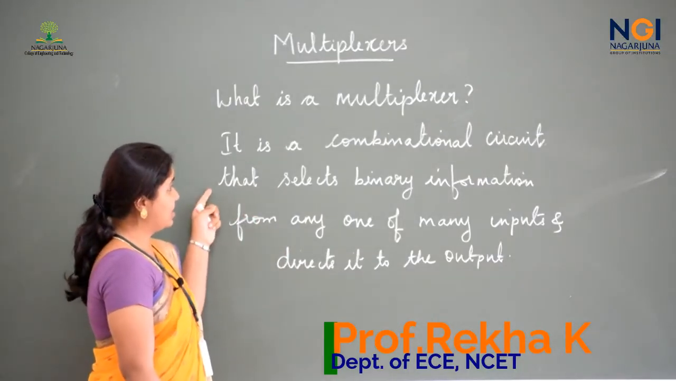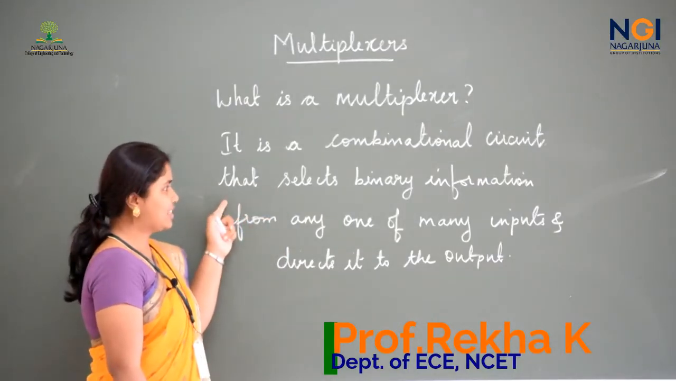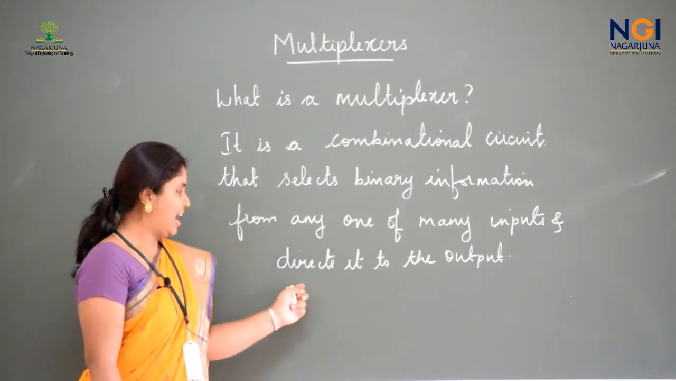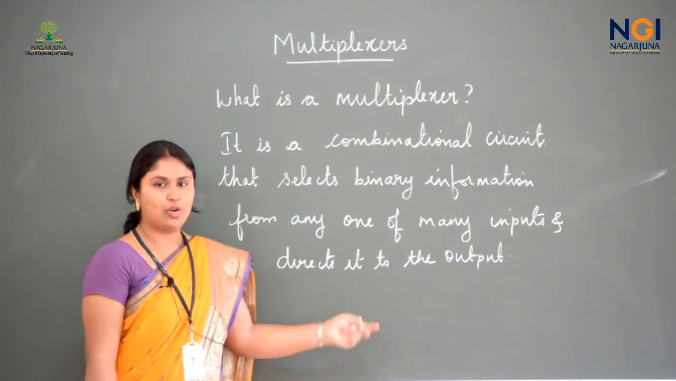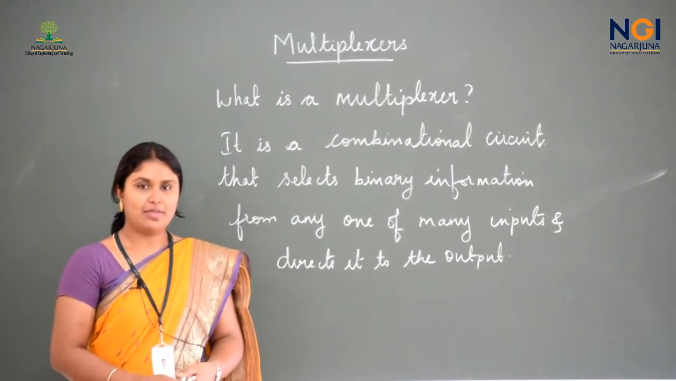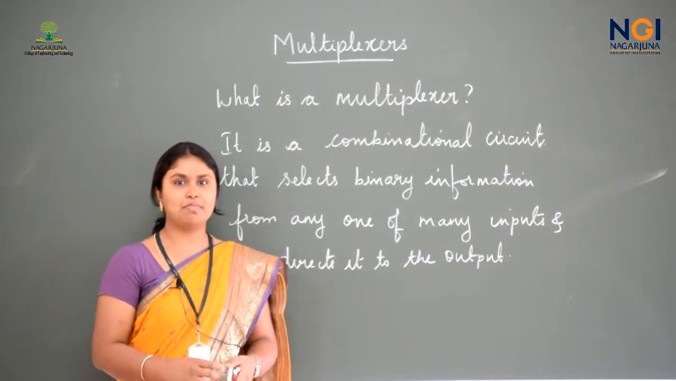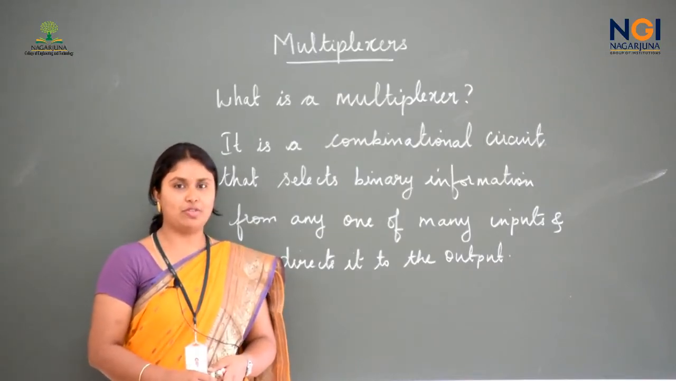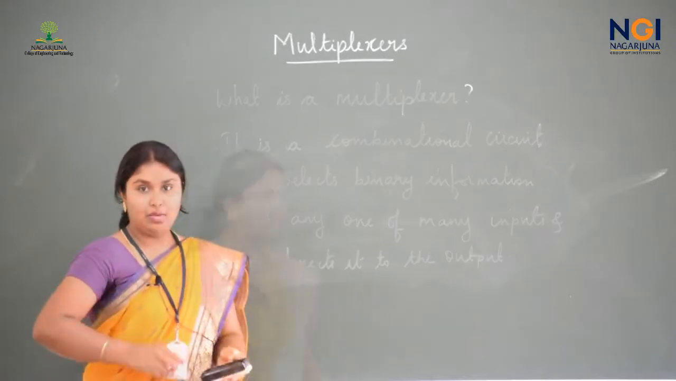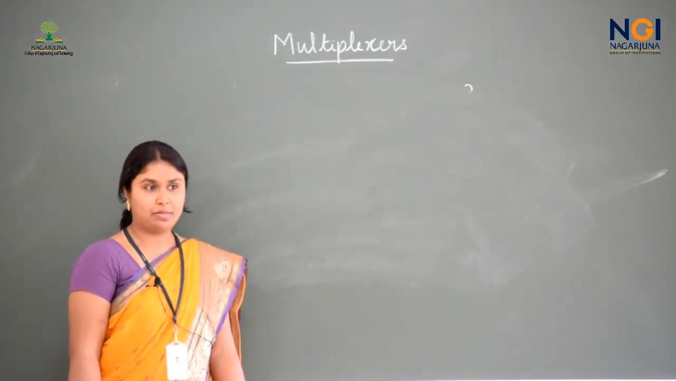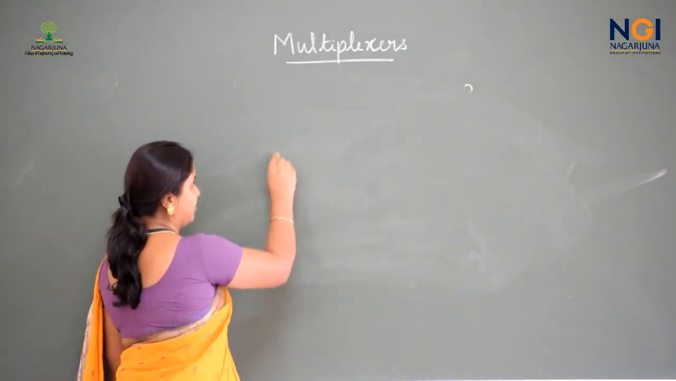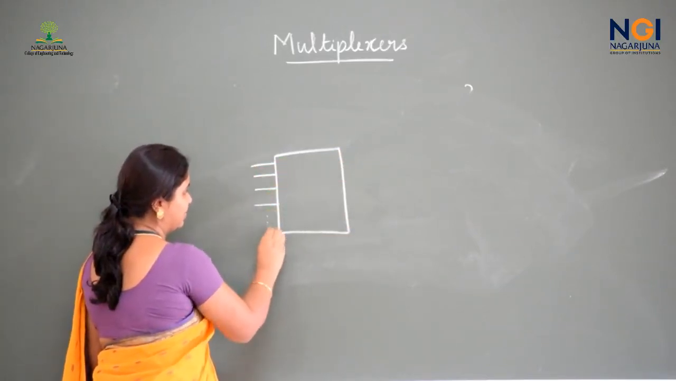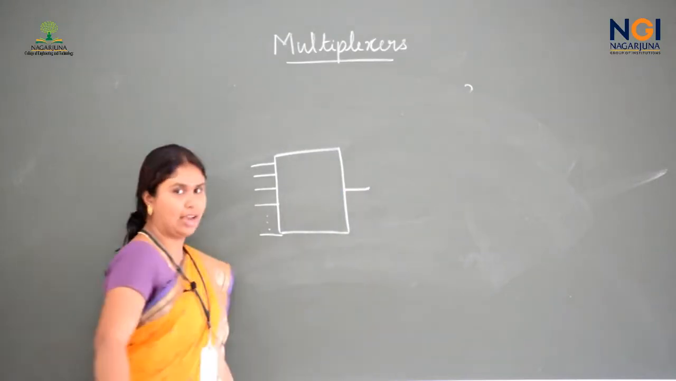A multiplexer is a combinational circuit that selects binary information from any one of the many inputs and directs it to the output. So with this we get to know that a multiplexer has many inputs and a single output. Now let us see the function of a multiplexer. I will be drawing the logic diagram of a multiplexer which has many inputs and a single output.